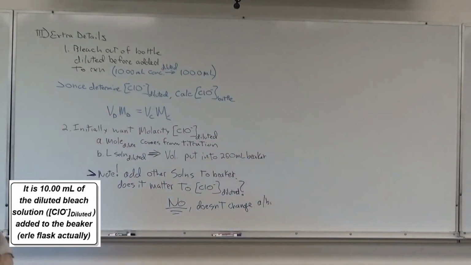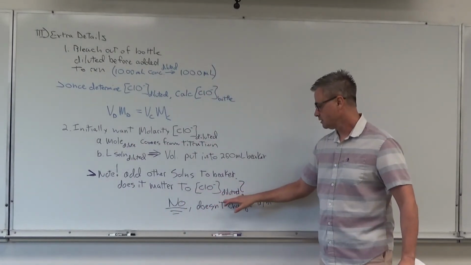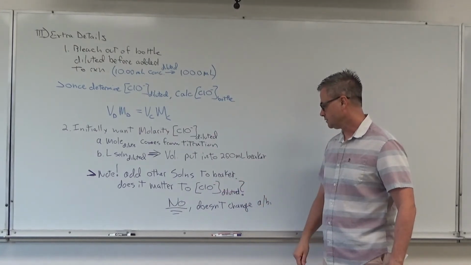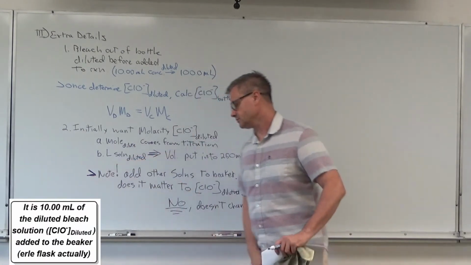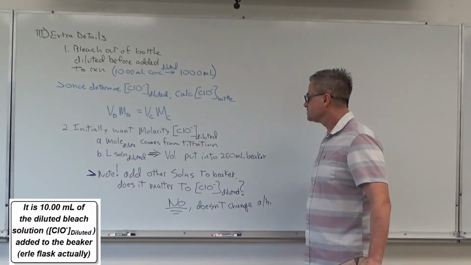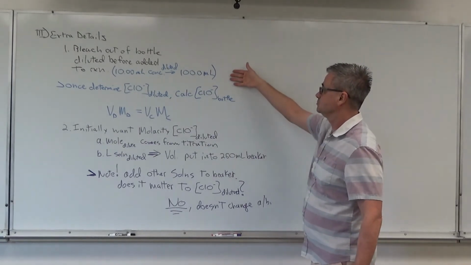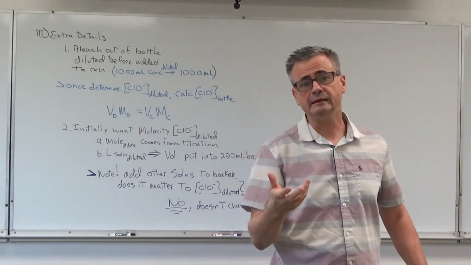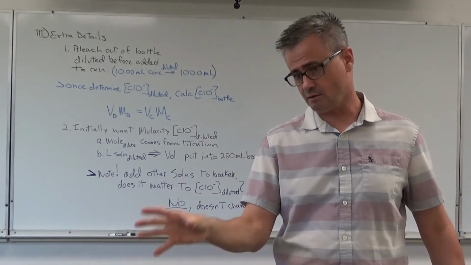Last thing I want to talk about: you'll figure out the concentration of the diluted solution. The process is going to tell you the moles of hypochlorite in the diluted solution. The thing that's going to be right there is going to tell you the liters of it. And then we will use the dilution formula to figure out the molarity of the bleach right out of the bottle.